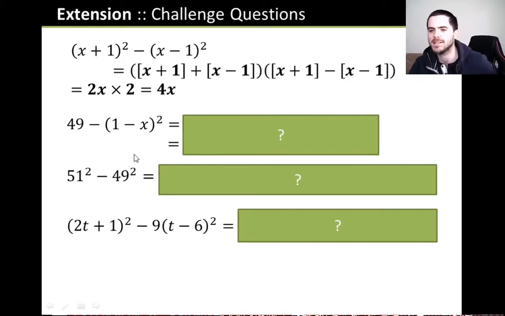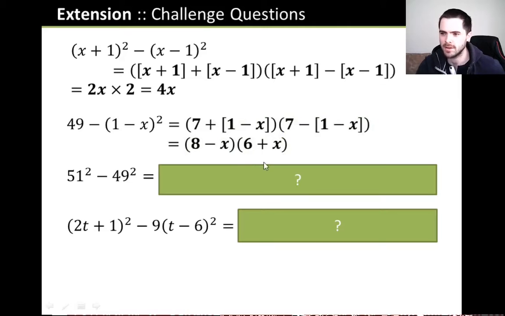What about 49 take away 1 minus x all squared? Same trick. Square root of 49 is 7. Square root of this is 1 minus x. So this will become 7 plus 1 minus x, and 7 take away 1 minus x. 7 plus 1 is 8, minus x over on the left, and 7 take away 1 is 6. We're taking away a negative x, so it becomes a positive x.